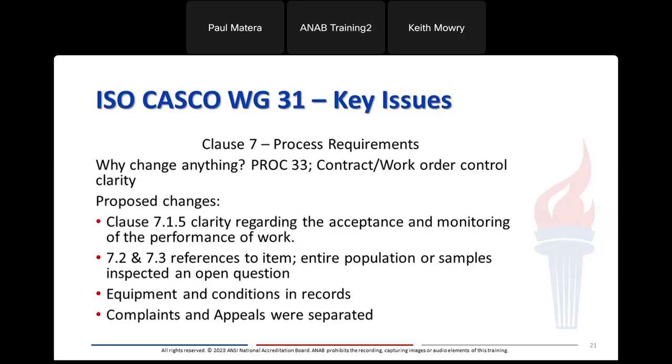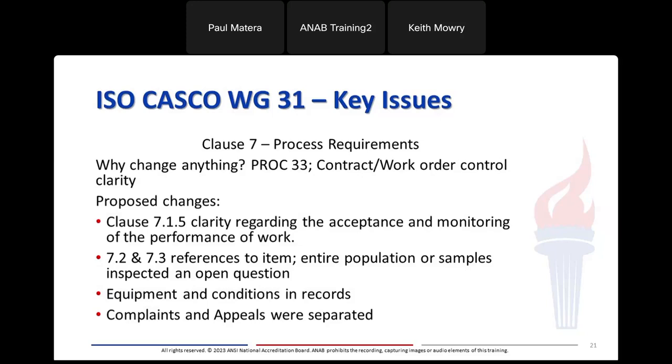All right, section 7, process requirements. This is around inspections, methods, and procedures. So again, Proc 33 got involved here, so we updated some of the language, and contract and work order control clarity has been a part of this as well.